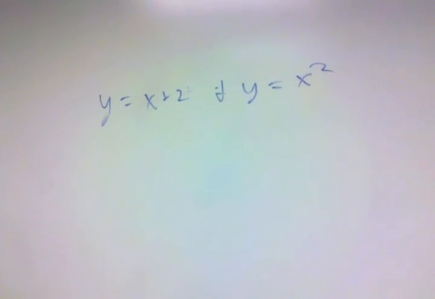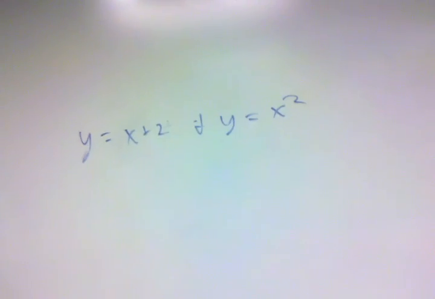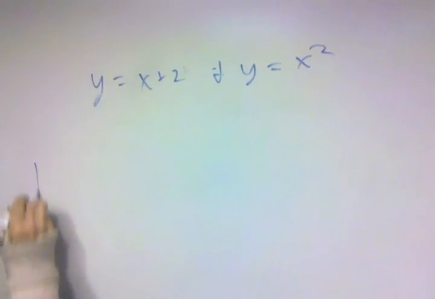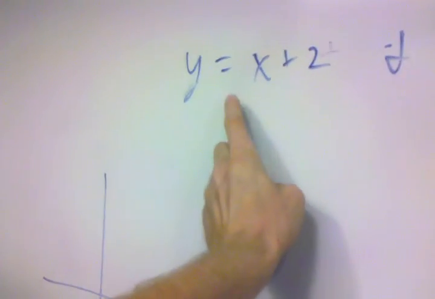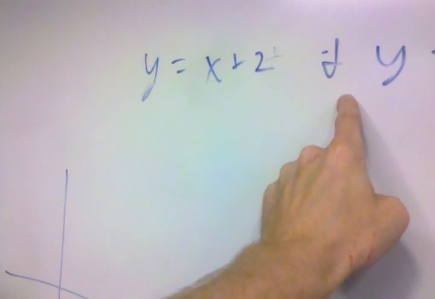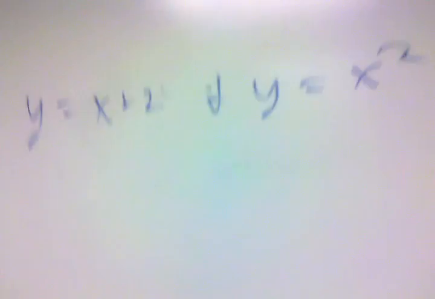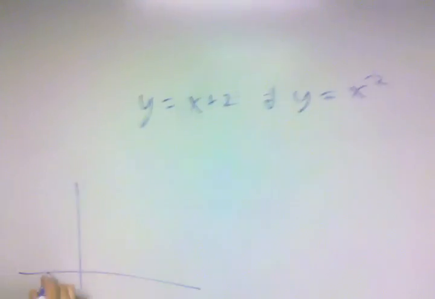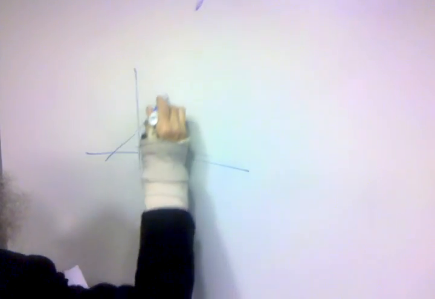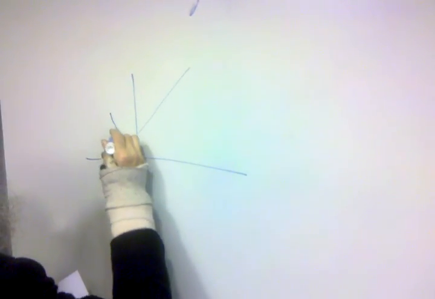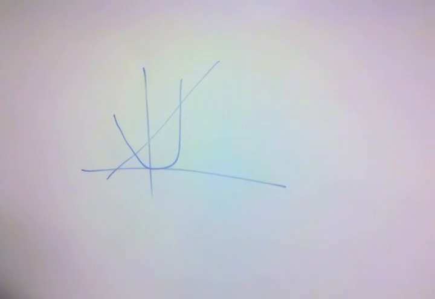So the region between two curves, you have to think of how the graph works. This is y equals x plus 2, and y equals x squared. Y equals x plus 2 is a graph that looks like this. Y equals x squared is a parabola that looks like this. And you want to find the area in between them, which I'm going to shade in red.